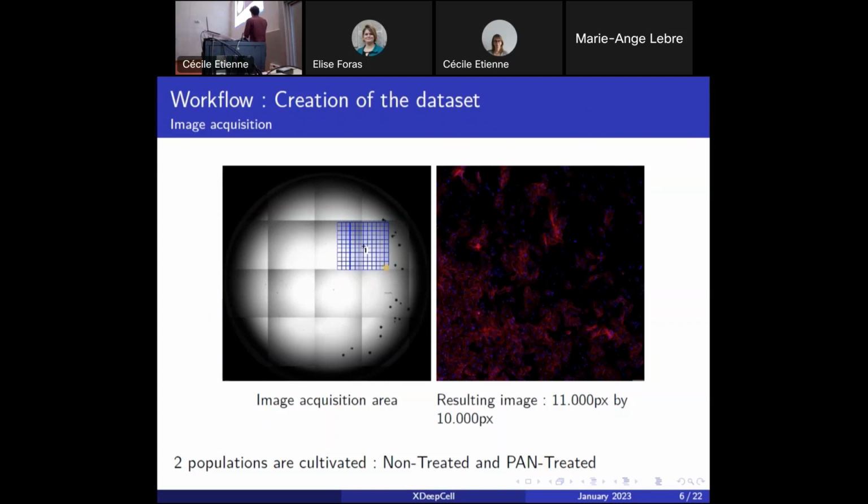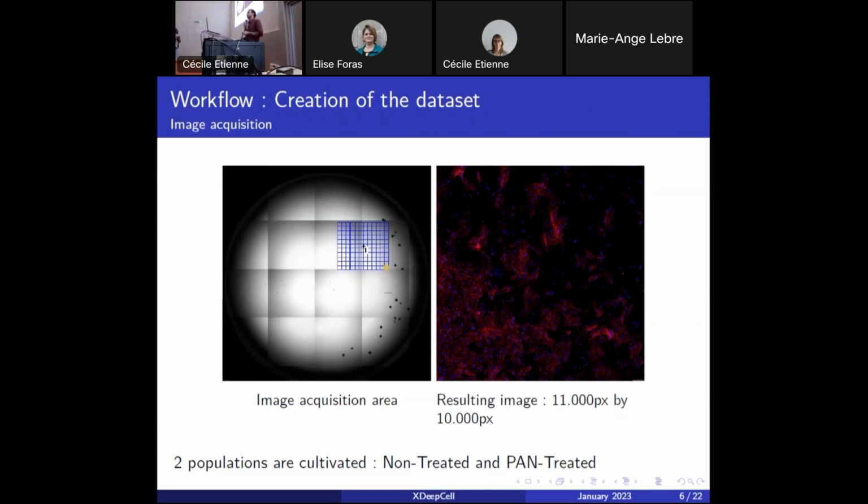And what you see here on the right is a typical well from a culture plate. And there is a grid here that represents a zone of image acquisition, an area of image acquisition, and the resulting image on this zone is this one.